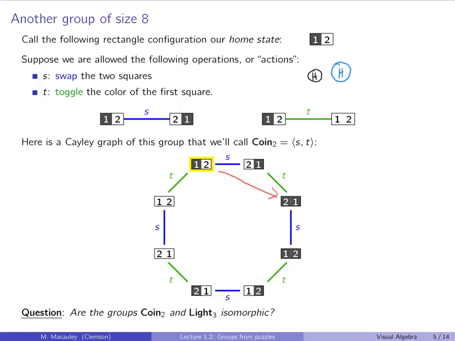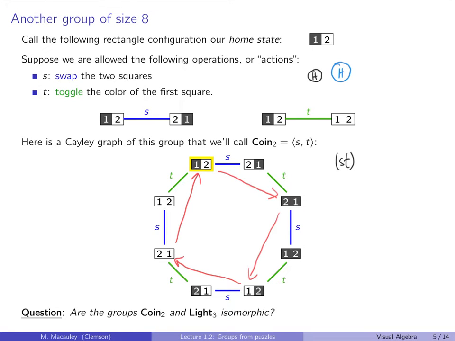So if you do that, how many times do you have to do that to get back to where you started? So if you do S and T, so you swap and toggle, you get to this state. You swap and toggle again. You swap and toggle again, and you swap and toggle one more time. This is an element that is not its own inverse. So I'm going to just write this as ST, and remember we are writing from left to right in this class.